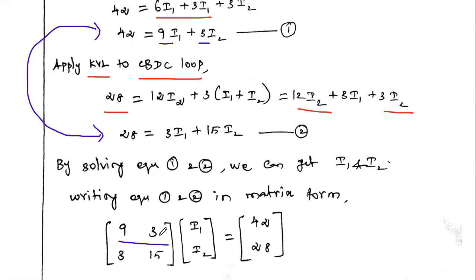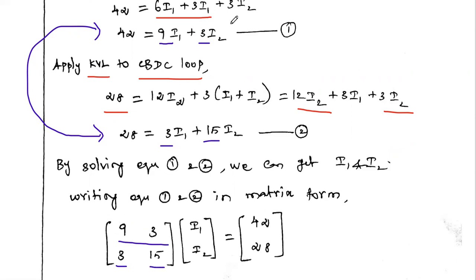You write it in the first row, second column. Then similarly in equation number 2, what is the coefficient of I1? You see 3. So you write the 3 in the second row, and you write the coefficient of I2 in the second column. So this is the 2 by 2 matrix.